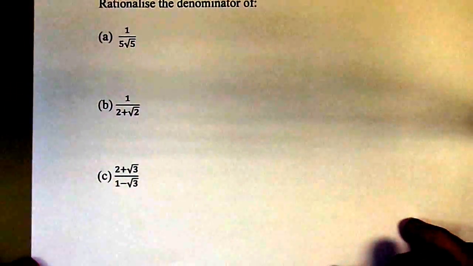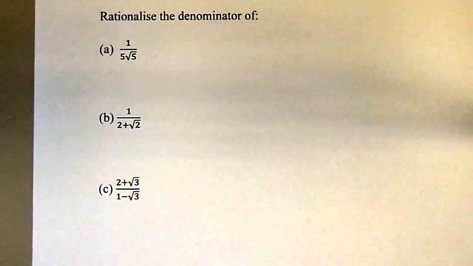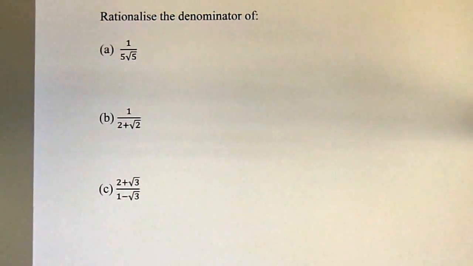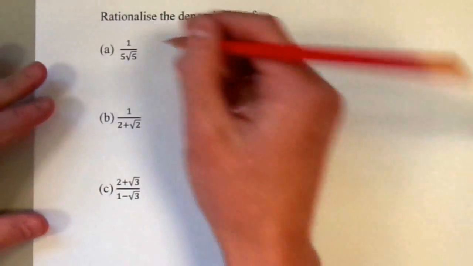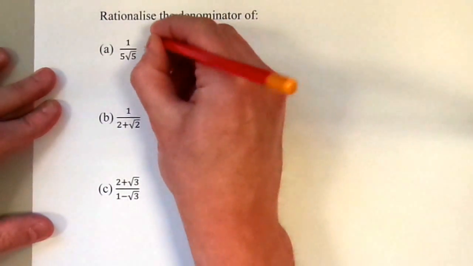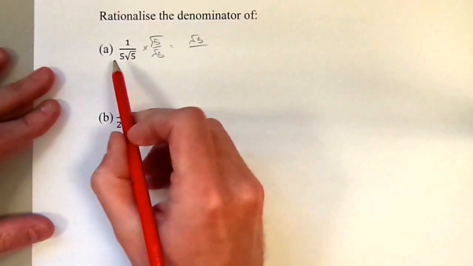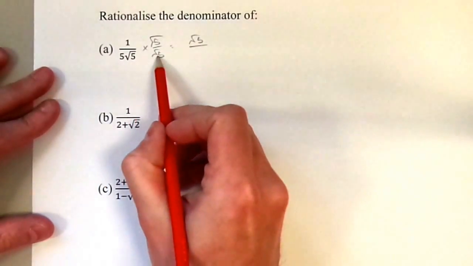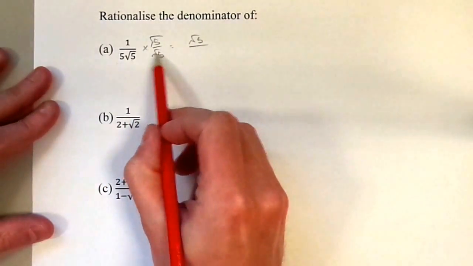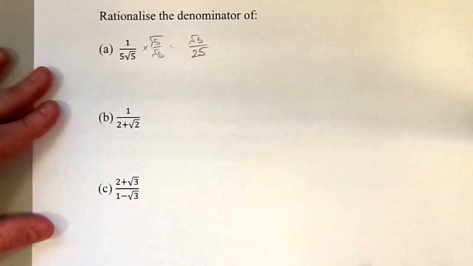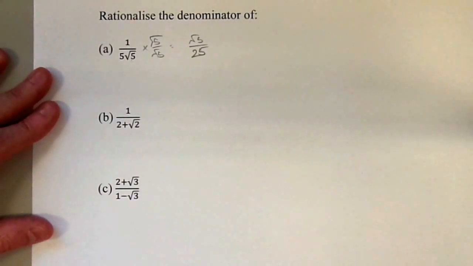And finally, do you want to pause the video and have a go at these? First one, multiply top and bottom by root 5. Root 5 over 5 times root 5 times root 5. Root 5 times root 5 is 5, so 5 times 5 is 25. That one can't be simplified anymore.